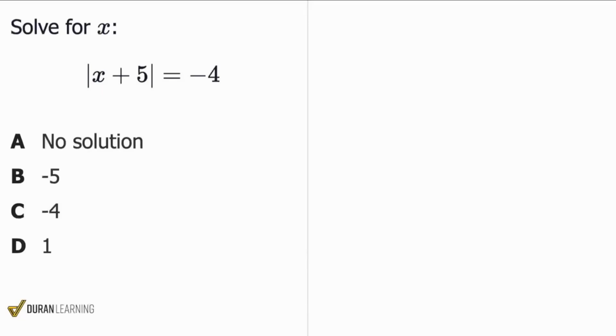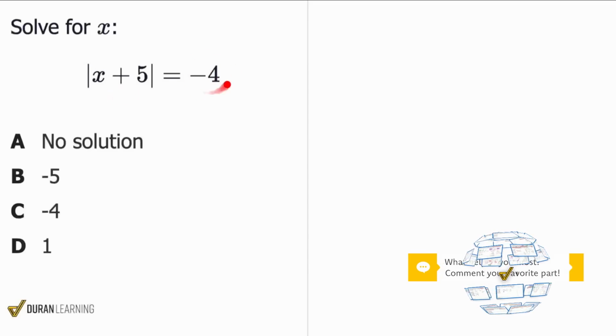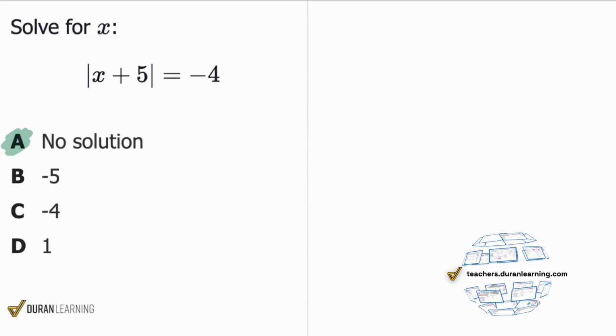So when we take care of business here, here's the question you want to ask yourself. If the absolute value turns whatever is inside of it positive, is it possible for the absolute value to result in a negative? Is that possible? The answer is no, because absolute value only measures distance. Distance is not negative, so we cannot achieve a negative with absolute value. Quick question, answer is A. No solution.